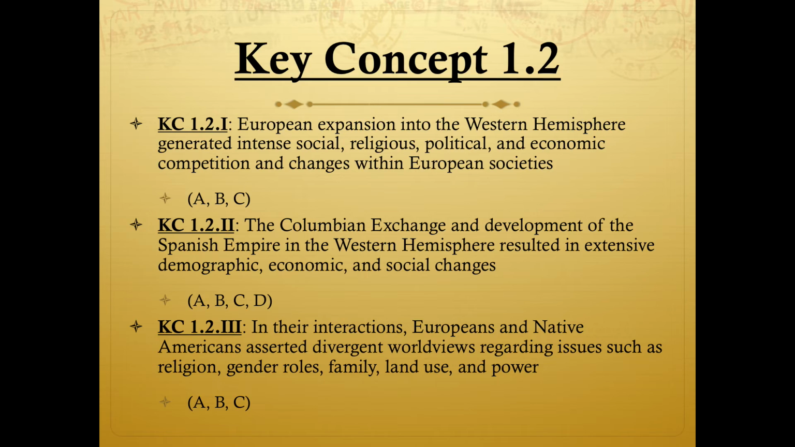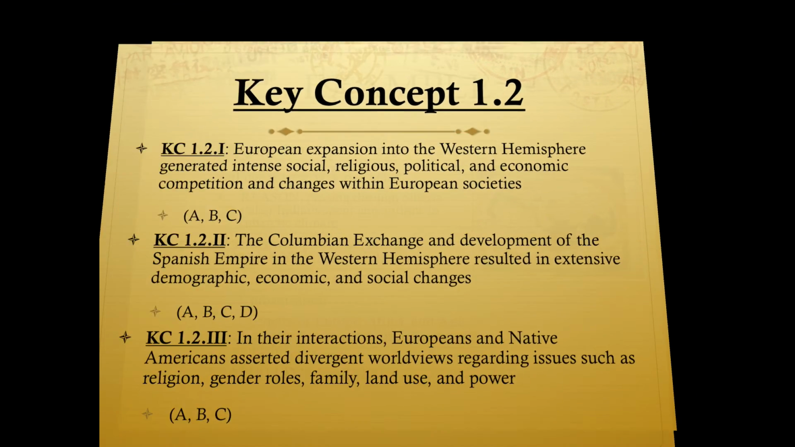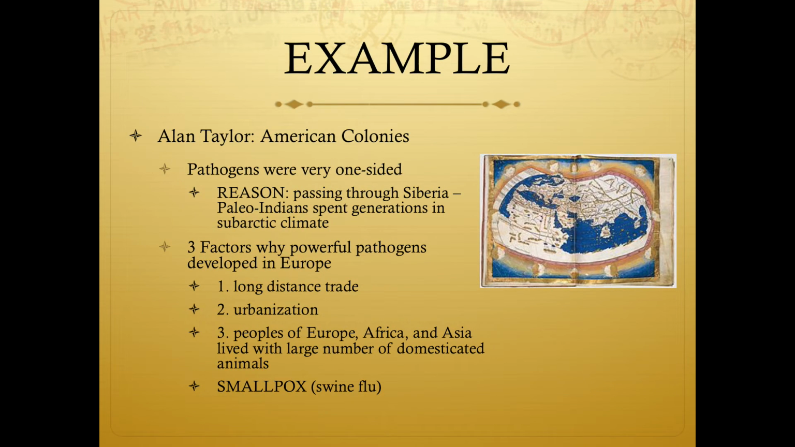And again, some of this stuff we'll talk about more intently in class. Here's another good example. Part of the Columbian exchange isn't just food. A lot of people think, again, that it's all about food, but there's a lot of things that are going to go back and forth, and one of them will be disease. Again, going to Alan Taylor's American Colonies, he talks about the pathogens.